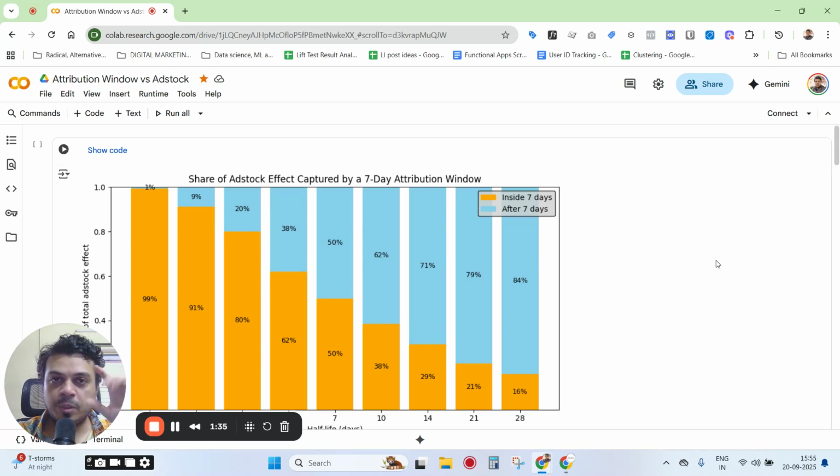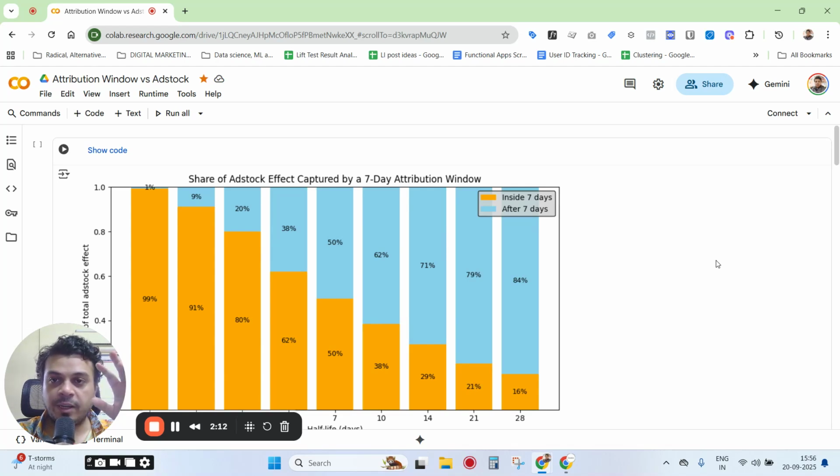There are different windows. Essentially it means that if the conversion happens within that window, and the attribution is supposed to be given to that particular platform, then it is going to be given. If the conversion happens beyond that window, even though it would have made sense to give attribution, the platform is not going to give attribution to itself for that conversion. So that's basically the attribution window. It's a predefined concept. Adstock, on the other hand, is a derived concept.